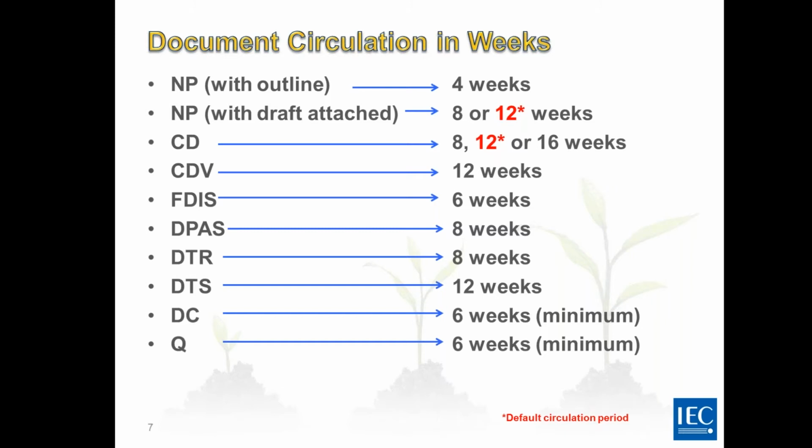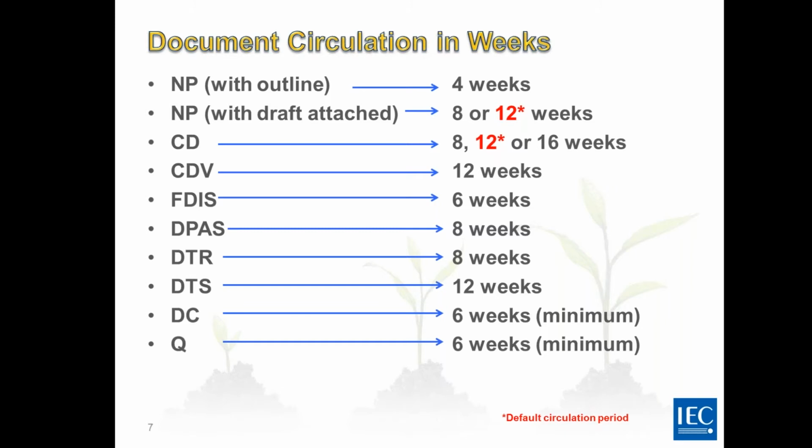And also another condition to use this document circulation of 4 weeks for a new work item is that the proposal is assigned to an existing working group, so that national committees don't have to appoint any experts in addition to the existing ones. Or the default circulation period for the new work item is 12 weeks. For committee drafts, it is possible to issue a committee draft for comments for 8, 12, or 16 weeks, 12 being the default circulation period.